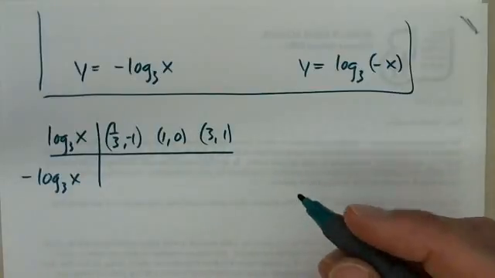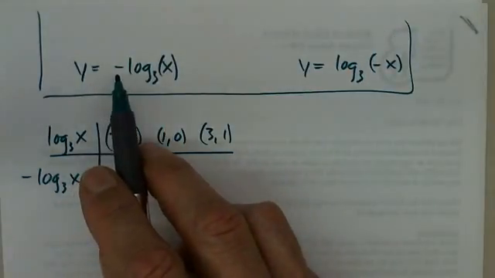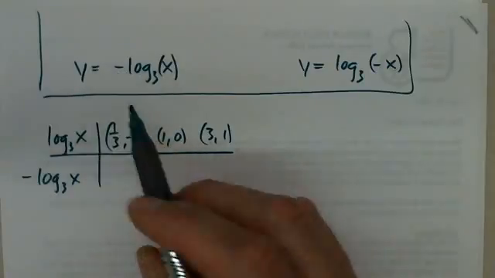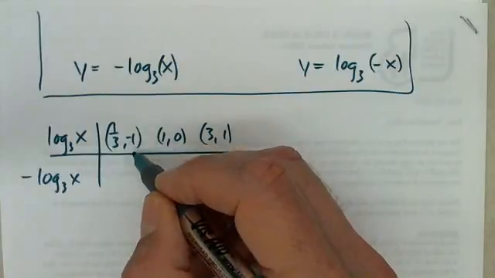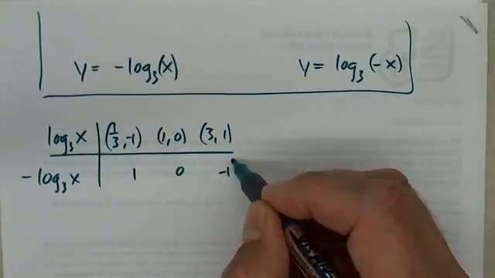And if we had to put in parentheses, it would just go around the x. So we know that the -1 is outside. That means it's vertical. We're going to multiply the y values by -1. So -1 times -1, 0 times -1, 1 times -1.